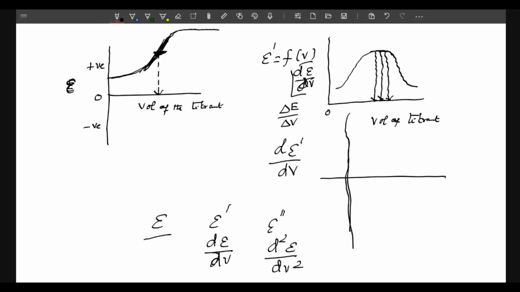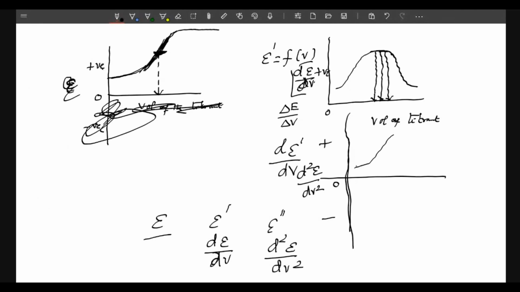It will directly give you this. This is the zero value, and d square E by dV square is either positive or negative, but dE by dV is always positive. In the second derivative the value may be positive, zero or negative. The curve goes on increasing and suddenly decreases; this we call the maxima, and this the minima. The equivalence point is that point at which d square E by dV square is equal to zero. At that point, this is the actual volume of the titrant added. This way we can easily find it.